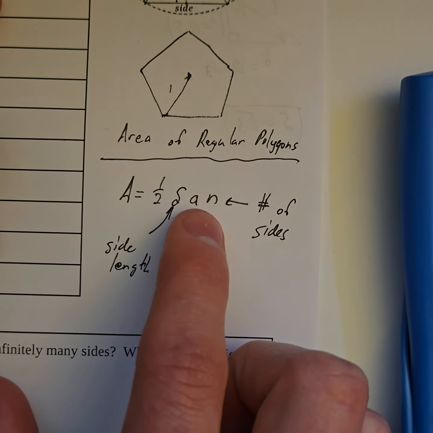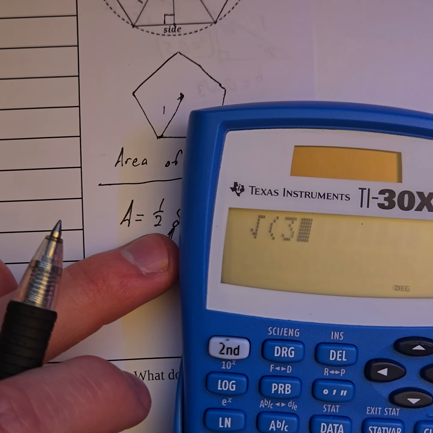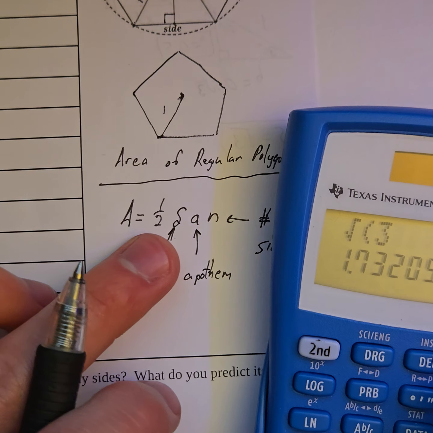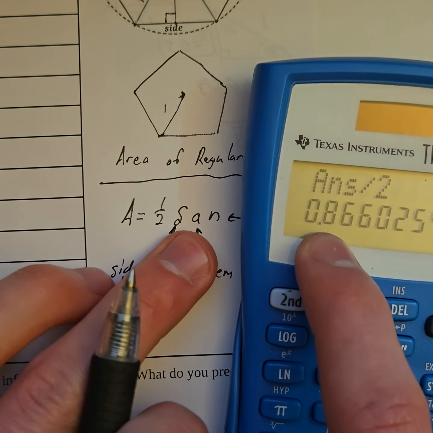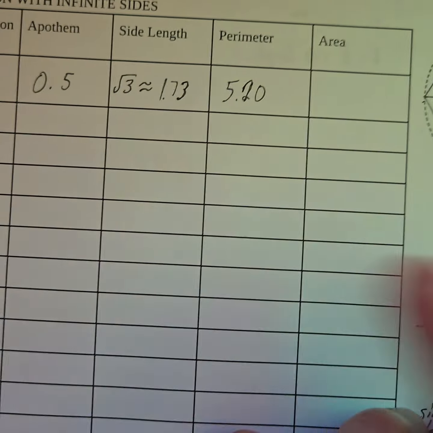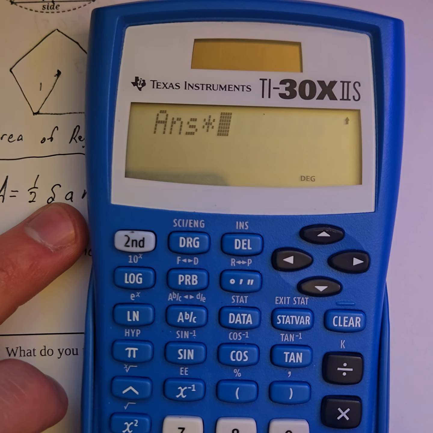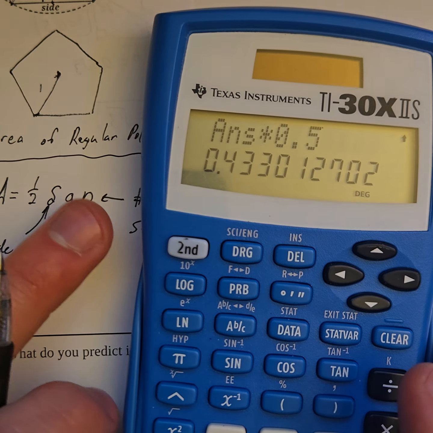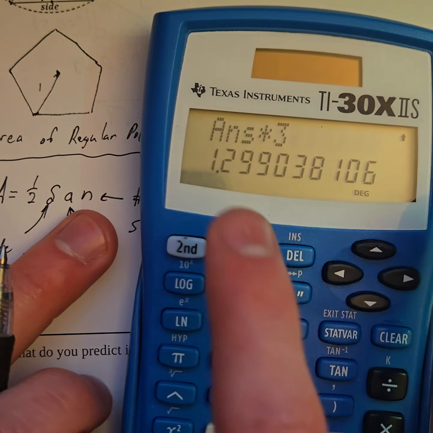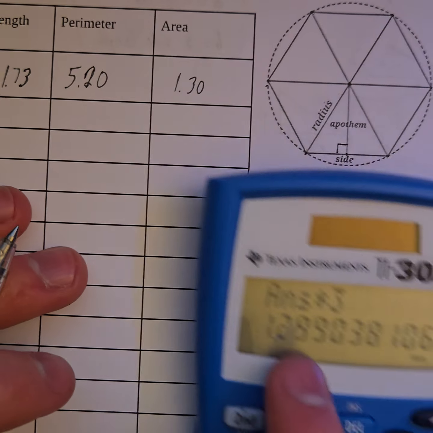So 1/2 SAN. Okay. So we know our side length is the square root 3. Let's type that in first. So I got the square root 3 is that number. Okay. I want half of that. So let's divide that by 2. Okay. So there's that. And I need to take that times my apothem, which is 0.5. So let's take that number times 0.5. And then we need that times our number of sides, and there's 3 sides. So take that times 3. Okay, so there's our area for the first one. It's 1.30 is what we'll put in.